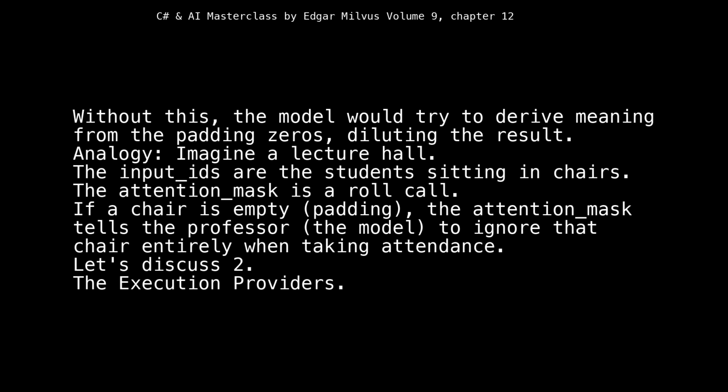Analogy: imagine a lecture hall. The input_ids are the students sitting in chairs. The attention_mask is a roll call. If a chair is empty (padding), the attention_mask tells the professor, the model, to ignore that chair entirely when taking attendance.